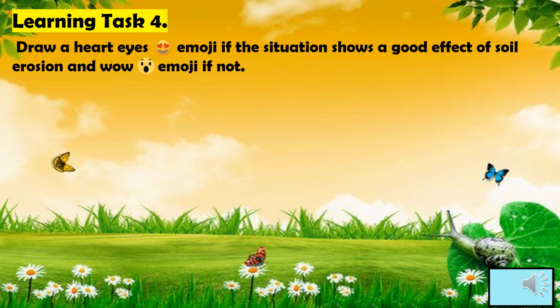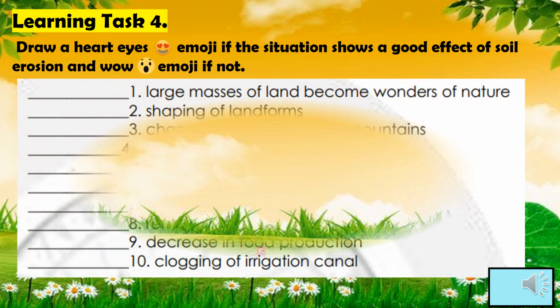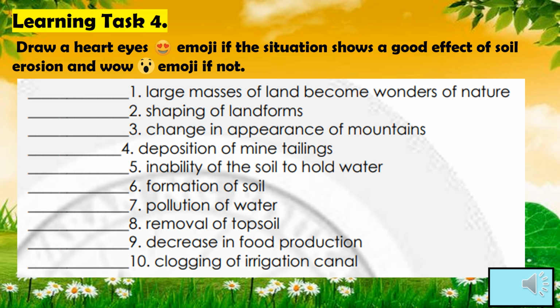For learning task 4, draw a heart eyes emoji if the situation shows a good effect of soil erosion and wow emoji if not. So we have number 1, large masses of land become wonders of nature. Number 2, shaping of landforms. Number 3, change in appearance of mountains. Number 4, deposition of mine tailings. Number 5, inability of the soil to hold water.